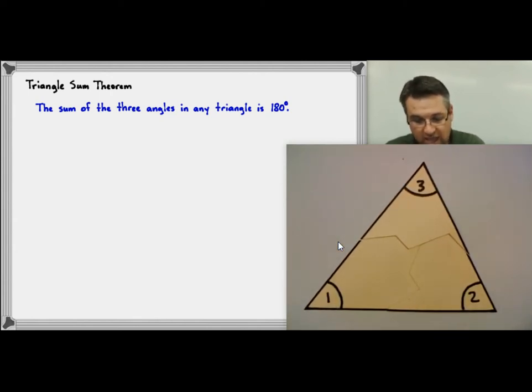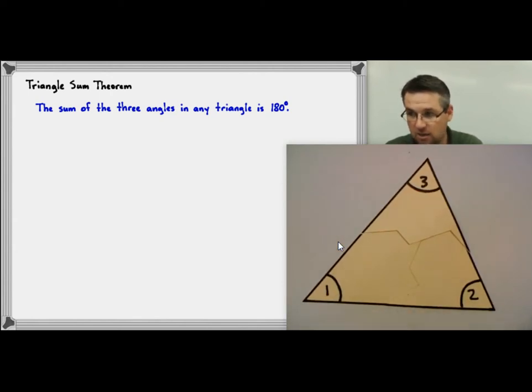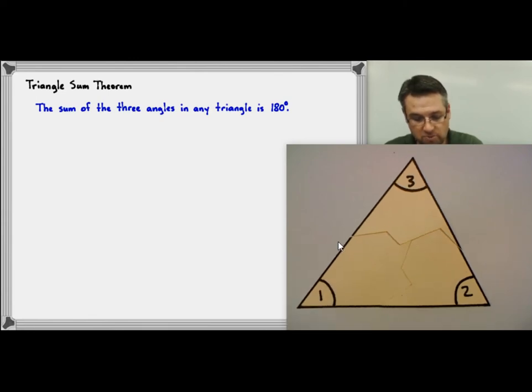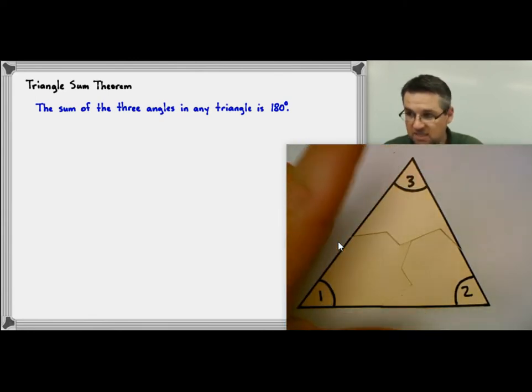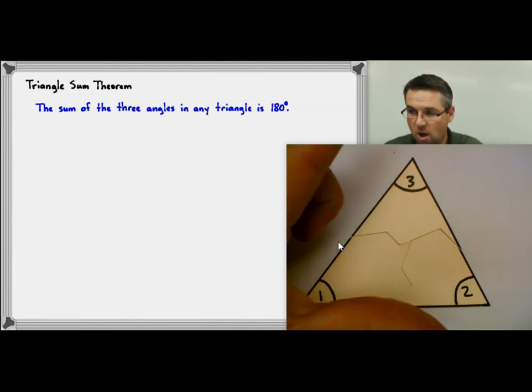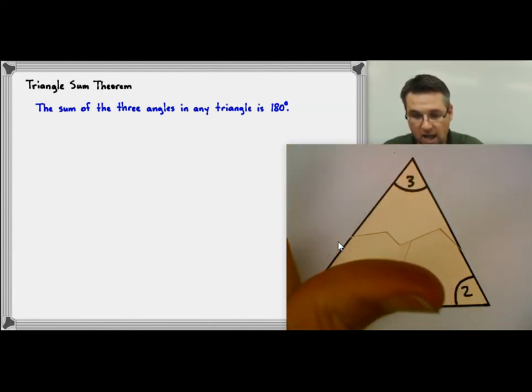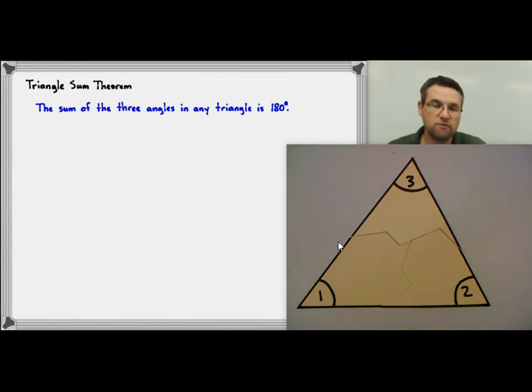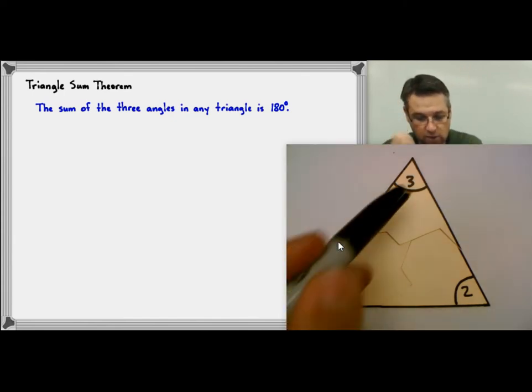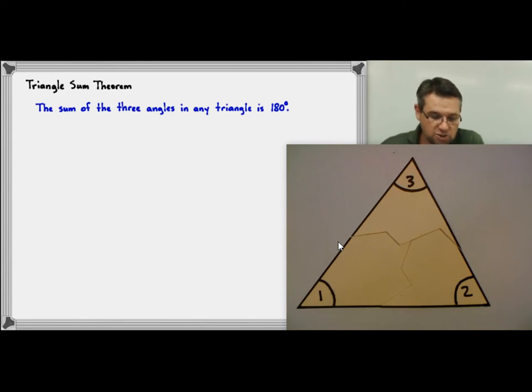So notice the angles. We're not talking about the side length here. We're talking about the angle measurements. In other words, how big this angle is is determined by how wide it opens up, not how long a line is, but how wide an angle is. Okay, so you have heard acute angles, obtuse angles, right angles, things like that. That's how wide an angle opens up. Okay, so these three angles should add up to 180. Well, how do I show that?